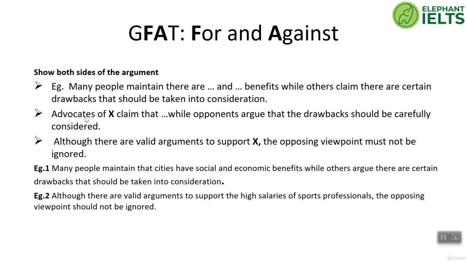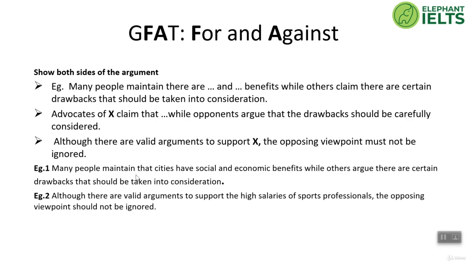Or, advocates of X claim that, for example, there are social and economic benefits, while opponents argue that the drawbacks should be carefully considered. And the third one, although there are valid arguments to support X, the opposing viewpoint must not be ignored. And let's look at some examples.